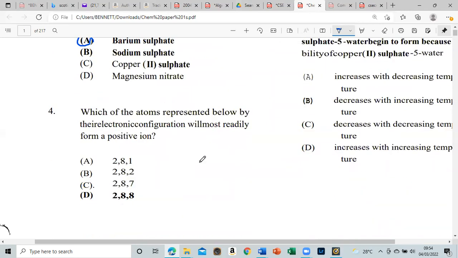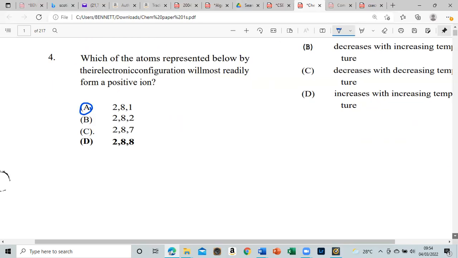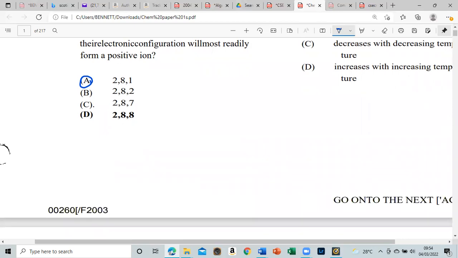Number four: which of the following atoms, represented below by an electronic configuration, will almost readily form a positive ion? And that is A, the sodium, which only has one electron on the outer shell. Let's see if number five is down there. All right, I think we have to go up.